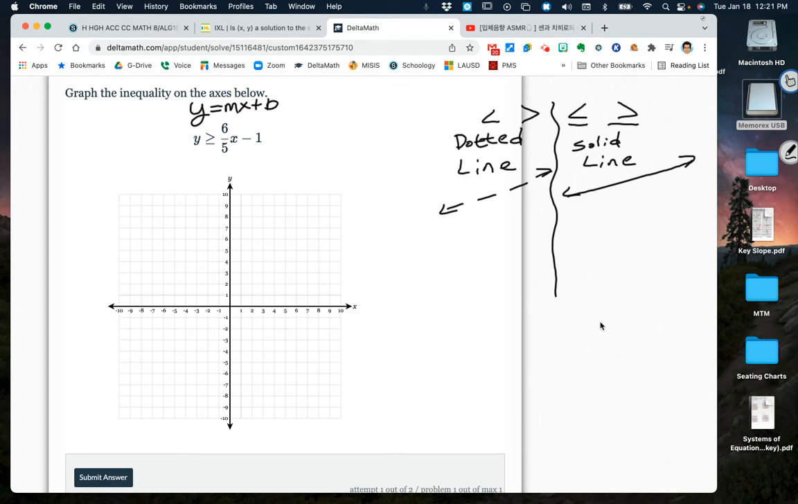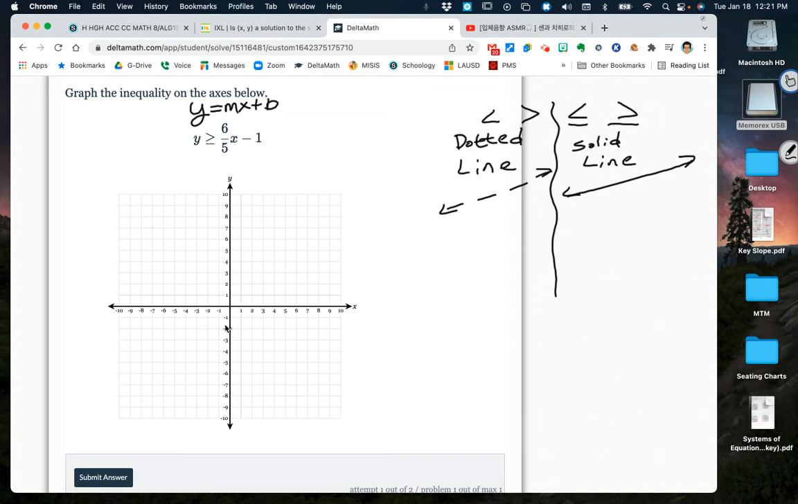When it's a solid line, just like when we had inequalities in one variable, that meant that number was part of the solution. Here, any point on the line is part of the solution. So if you remember that, it'll be actually pretty easy. So let's start. We're going to graph this line. Where do we start if we're just graphing it like any other line in slope-intercept form? Where on the y-axis do I start?